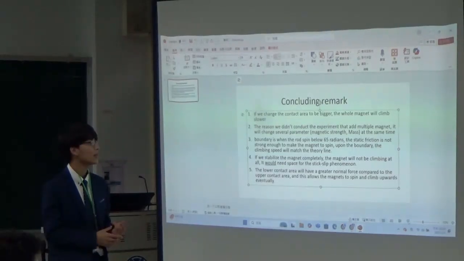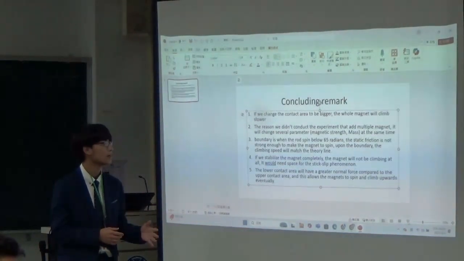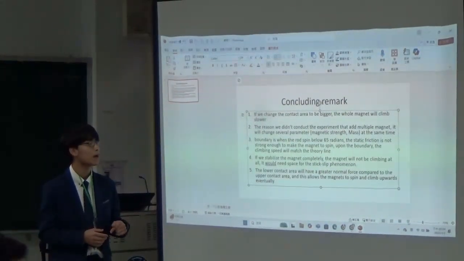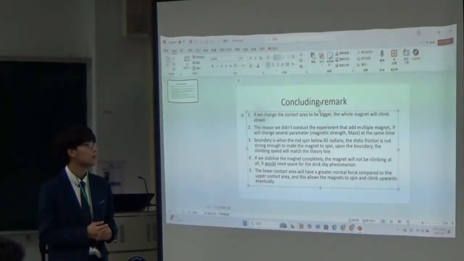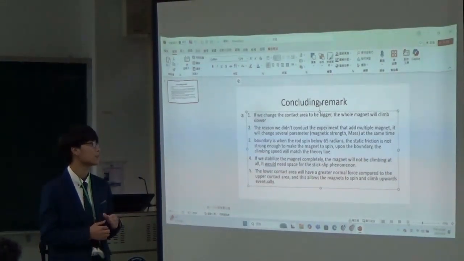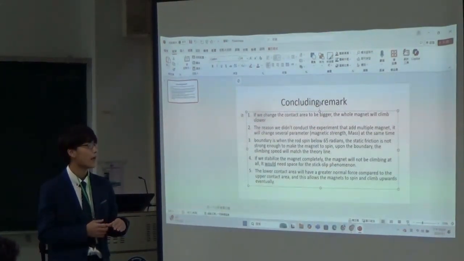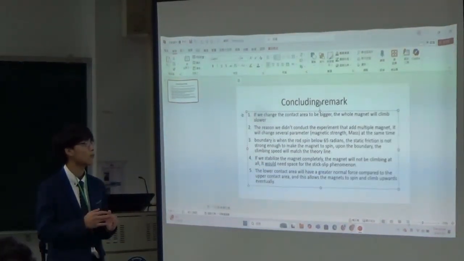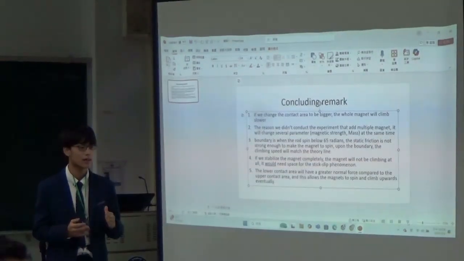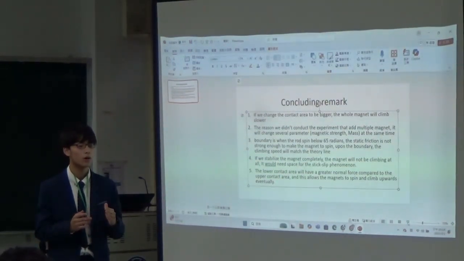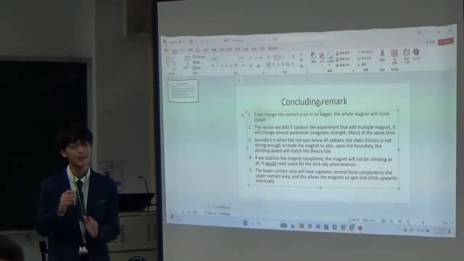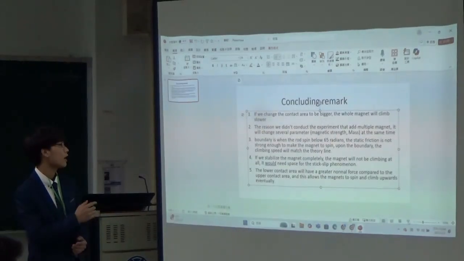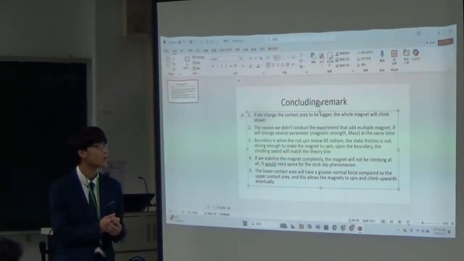We'd also like to clarify, for angular velocity, the boundary is when the rod is spinning below 65 radians per second. At this stage, the static friction is not strong enough to make the magnets spin. But if it's over 65 radians per second, then the climbing speed will match the theory line. When you increase the angular velocity, the climbing rate will also go up. And for number 4, if we stabilize the magnets completely, the magnet will not be climbing at all.